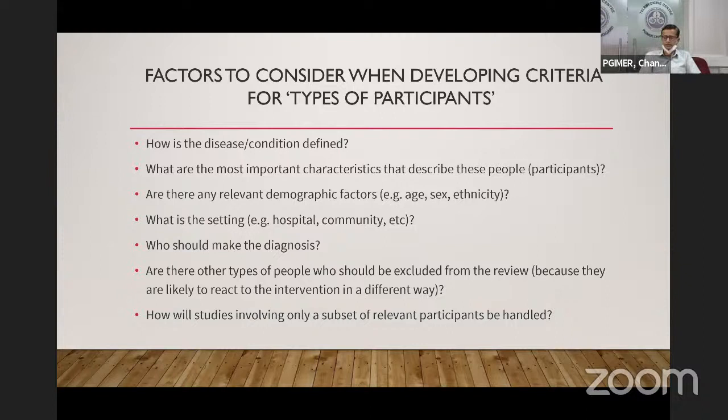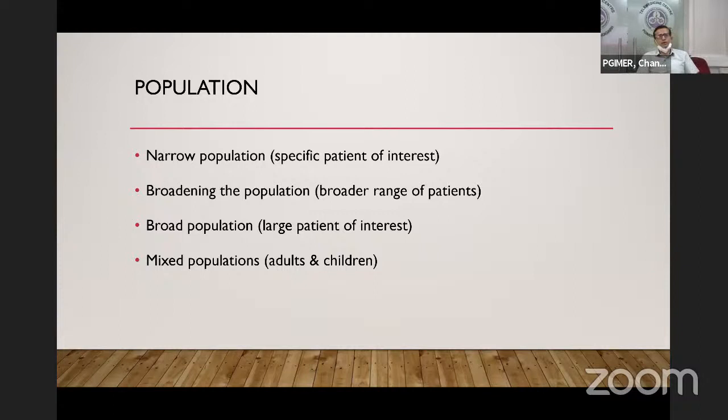While selecting your population, it depends upon your research question which type of population you will be including. It could be a narrow population, if you are studying specific patients of interest. For example, if you have a research problem on cancer, you take patients who are pathologically diagnosed with a specific cancer. You can broaden the population if you are looking at cancer with different pains or affecting different organs. You can also have an age range.